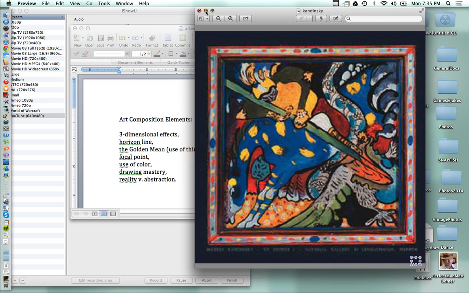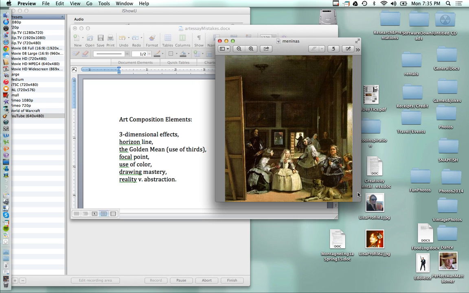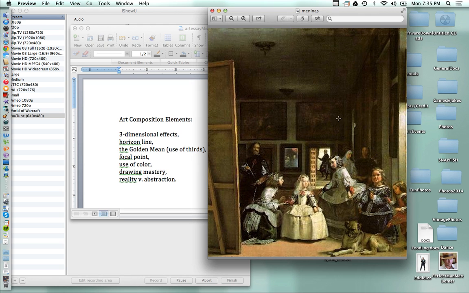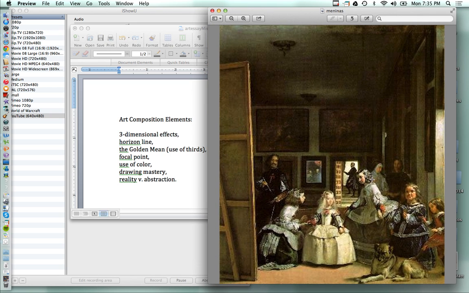Okay, moving on to another one. And this is also a Spanish painting. It's in a museum in Spain right now. And you can see some of these other principles, these same principles as well.